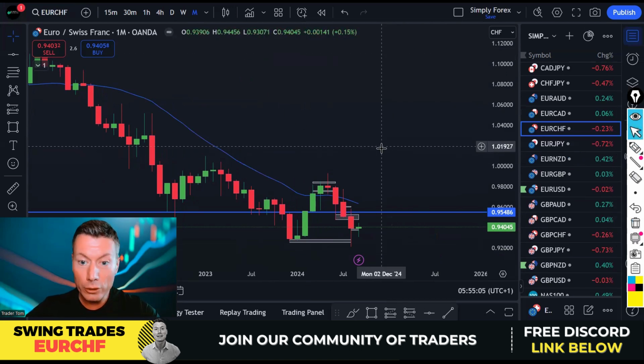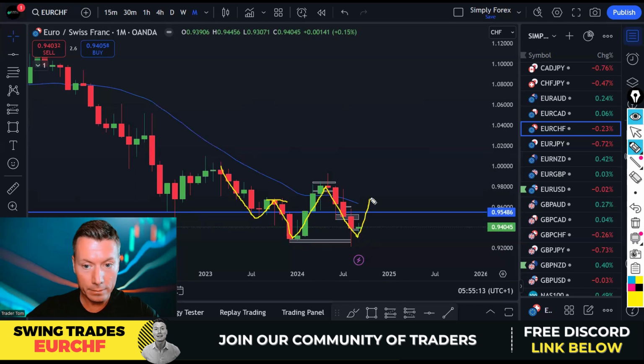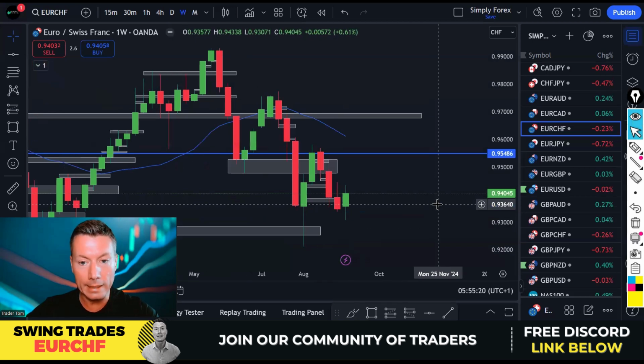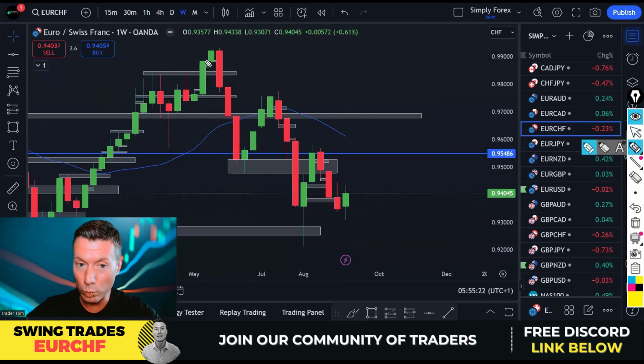And then if we drop, and also on the monthly chart, guys, if we consider this the last high, we are in an uptrend. So that's worth pointing out as well. If we drop down to the weekly chart, this is clearly in a downtrend. This is against weekly trends.